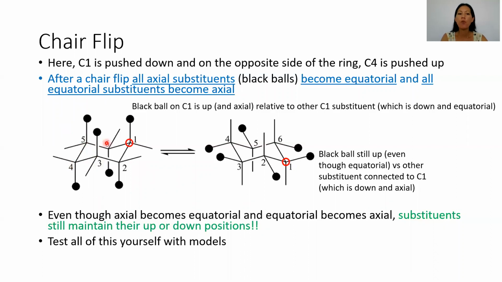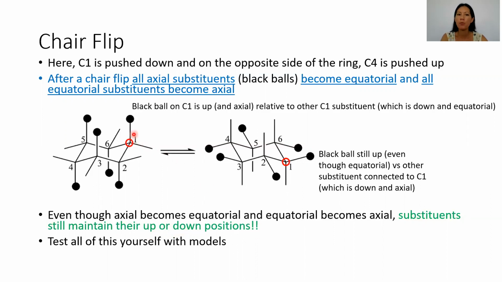The center 4 will be essentially the same, but you can see 1 is down here and 4 is up here. What that does is turn all the axials equatorial. So that's the first step. When you do a chair flip, anything axial becomes equatorial and anything equatorial becomes axial. The other thing is that I'm going to teach you something that I think is a very useful tip, and it's that the substituents maintain their up or down positions.